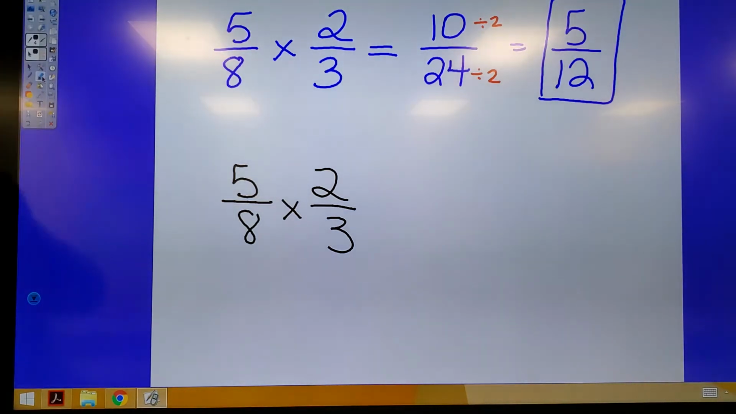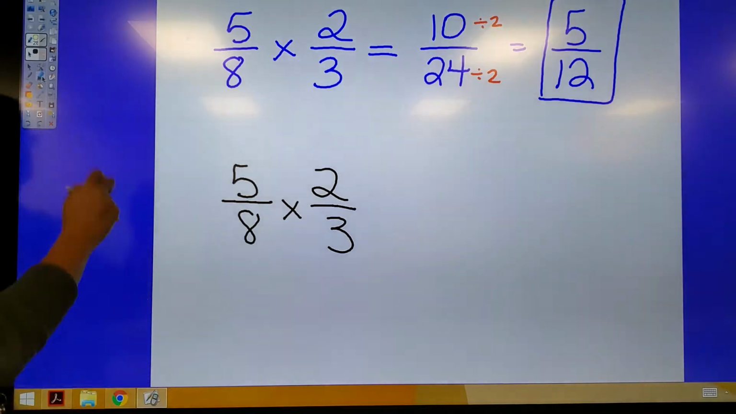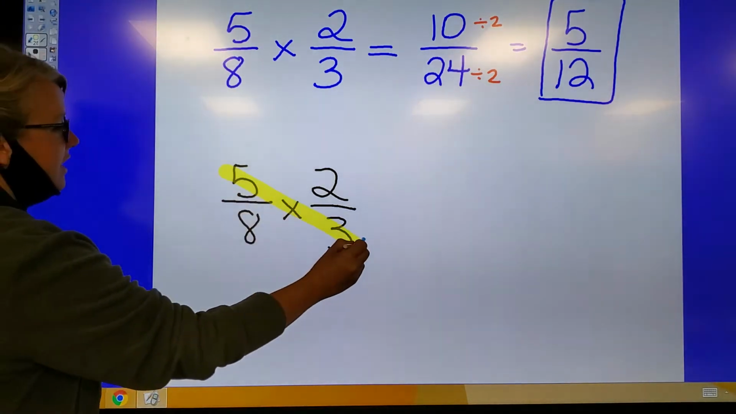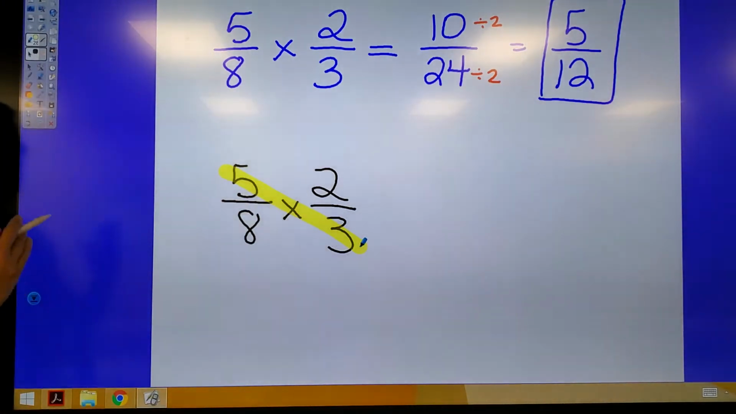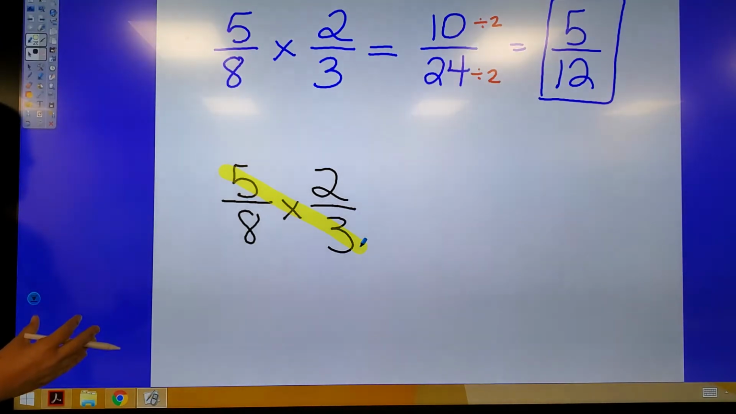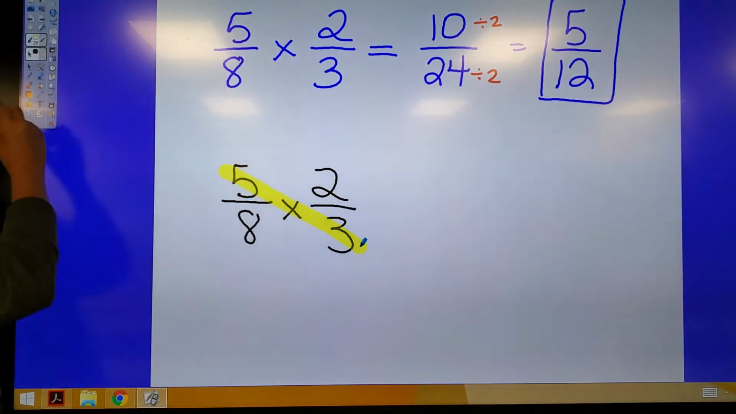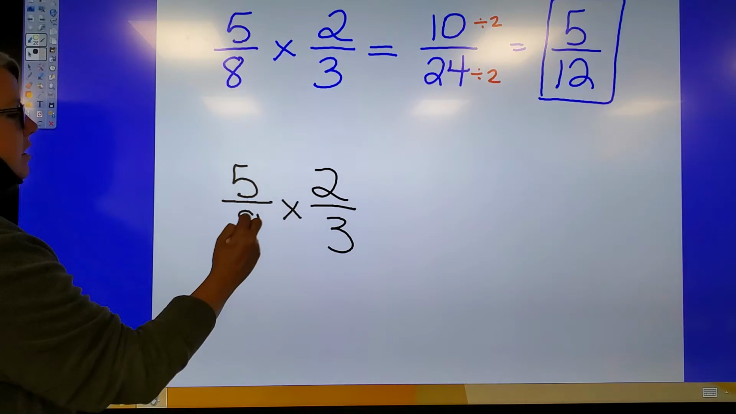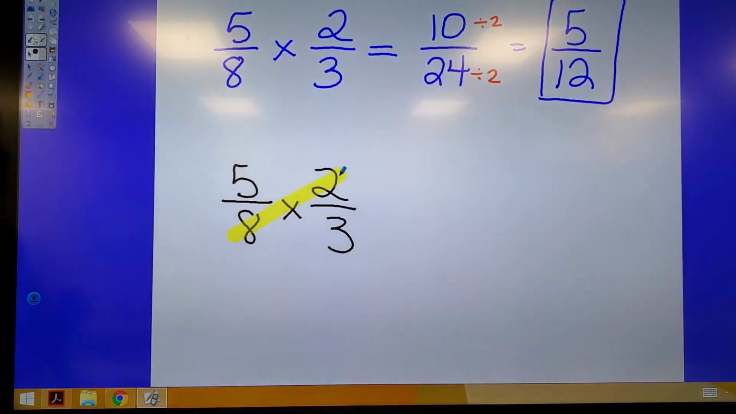So before I ever multiply, I am going to look diagonally. So I am going to look at the 5 and the 3, and I'm going to ask myself, can 5 and 3 both be divided by anything? No. So I can't do anything with that. Then I'm going to look at the 8 and the 2. Can 8 and 2 both be divided by anything? Yes, what? 2. A 2.